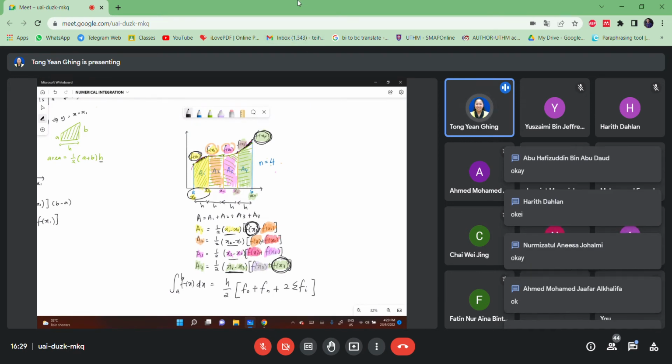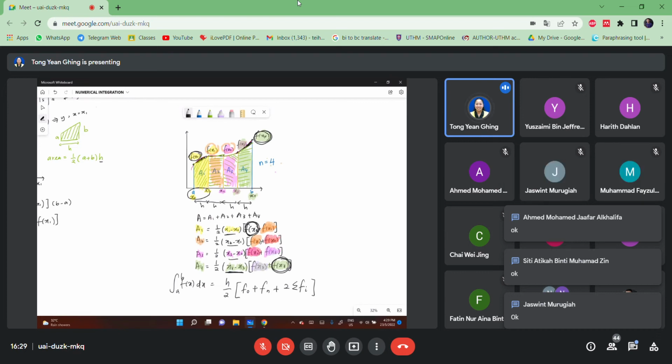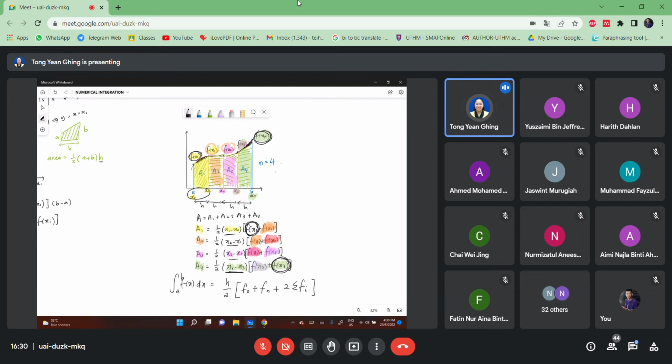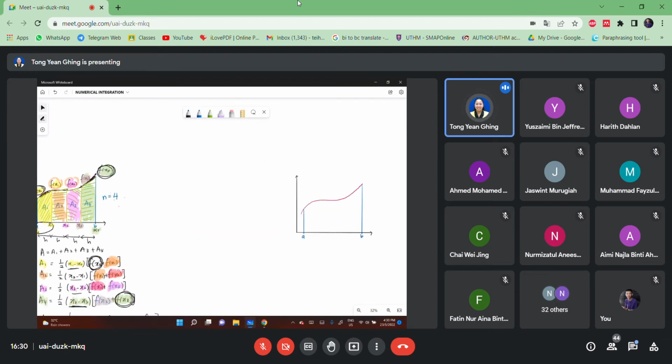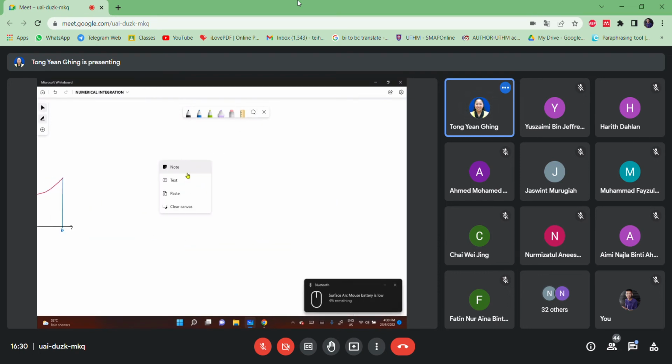Okay, now this is the basic. When we have more segments, for sure the error will be reduced; the error is smaller. Now I want to explain Simpson's one-third rule. Let me copy this one first, and paste here.